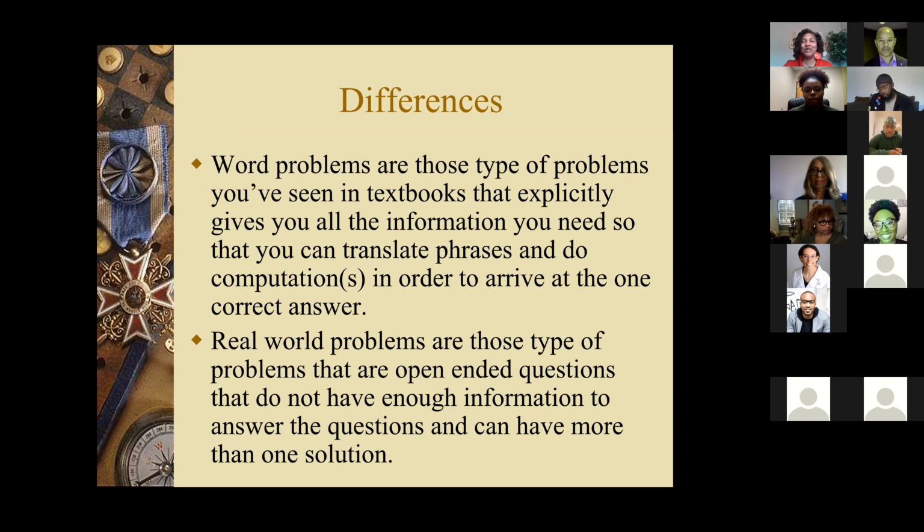So a lot of information is not provided, and you have to make assumptions. You have to use all of your previous knowledge and experiences to be able to answer those real world problems. And it's more than one solution. When you have those textbook problems, yes, everybody should end up with the same answer. And if you don't have the same answer, oh, it's automatically wrong. So those real world problems can have more than one solution. And it doesn't mean that one is better than the other unless you're in a competition and you're being challenged. So nevertheless, that's what the differences are between real world problems and word problems.